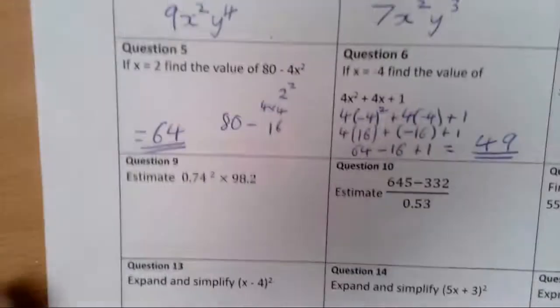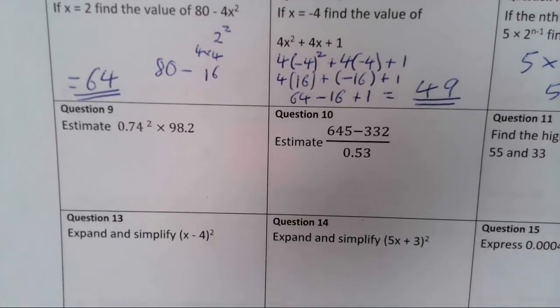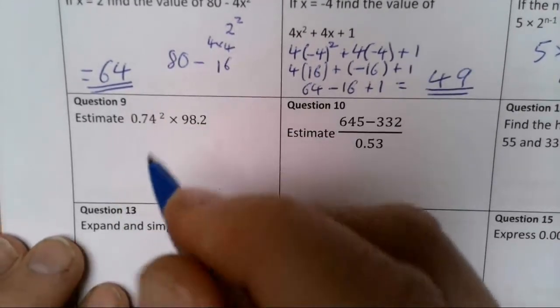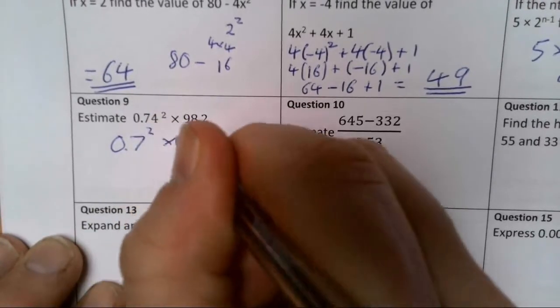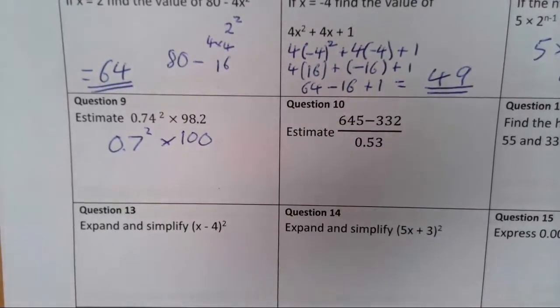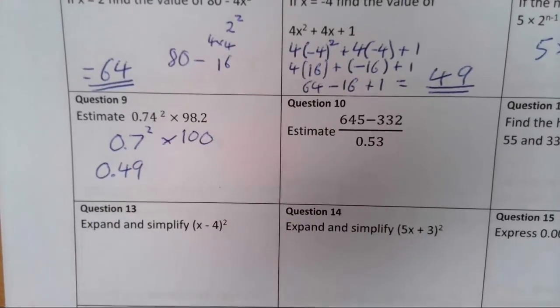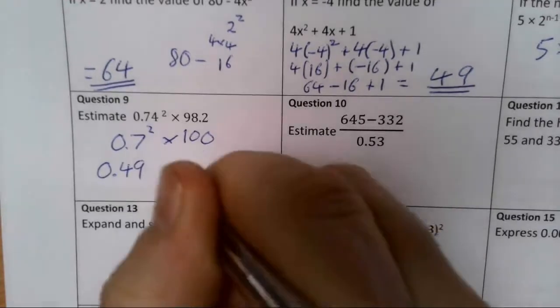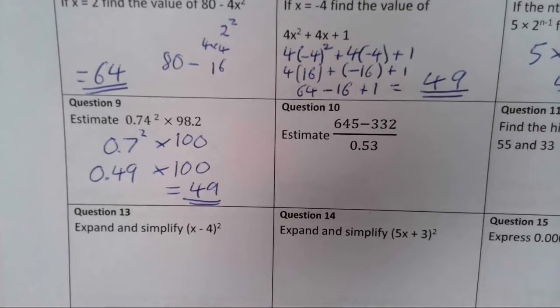Question 9. Estimate 0.74 squared times 98.2. So I need to round to one significant figure. So this is going to be 0.7 squared times by, to the nearest 10 here would be 100. So 0.7 squared is 0.49, because 7 times 7 is 49, so 0.7 times 0.7 must be 0.49. And if I times that by 100, I'm going to get 49 as an estimate.